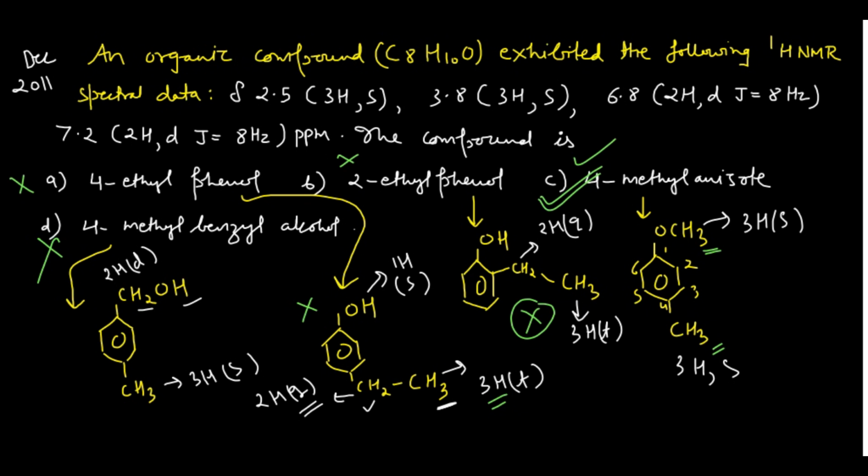First of all, you should try to assign the number of signals. From this you are getting this knowledge: two 3-proton singlets are present only in the case of C, and none of the other three molecules, A, B and D, will have these two singlets. So obviously A, B, D cannot be your answer. C is the correct answer. I hope this is clear to you.